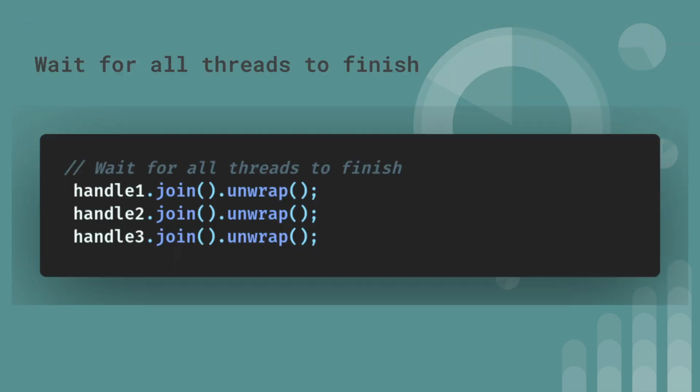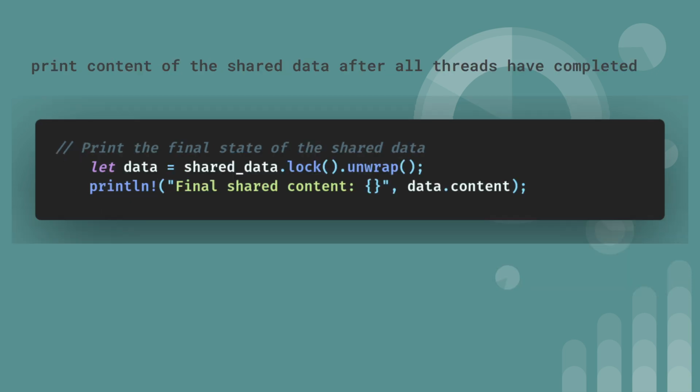So once we've got handle 1, 2, and 3, we'll then wait for them to finish using join. When you use join, you need to use unwrap or handle a potential error. Then at the very end, we'll print the content of the shared data after all of the threads have completed. So we'll print the final state of the shared data.